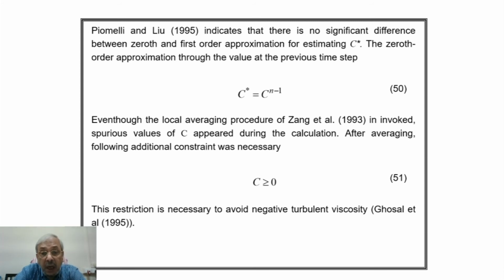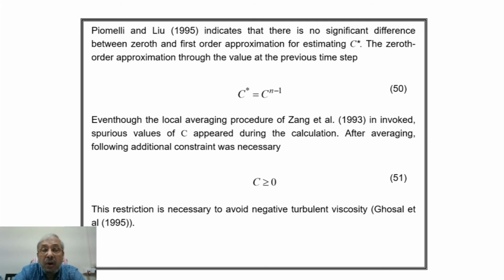Even after the local averaging procedure, there may be some problems. Some problems means there may be some negative C values. And a negative C value will not be able to close the equations properly. There will be numerical instability. So even though the local averaging procedure of Zhang et al. is invoked, spurious values of C appeared during the calculations.